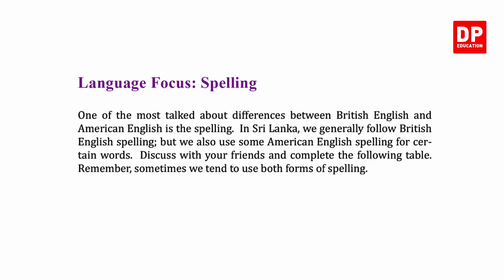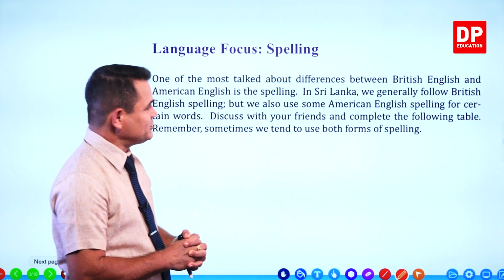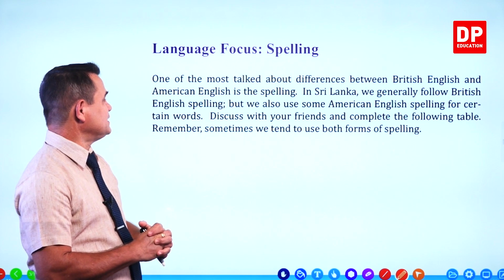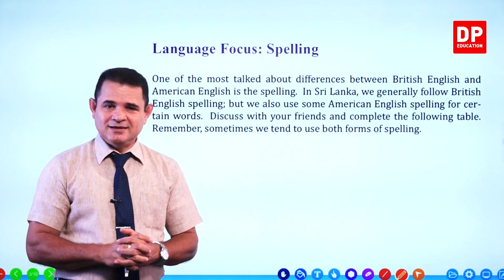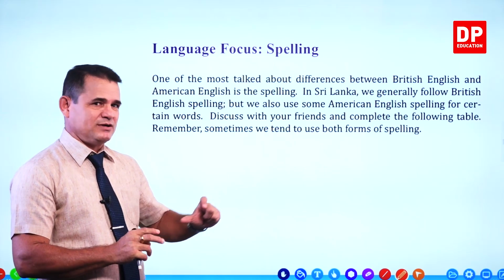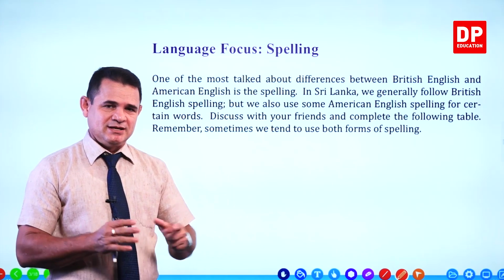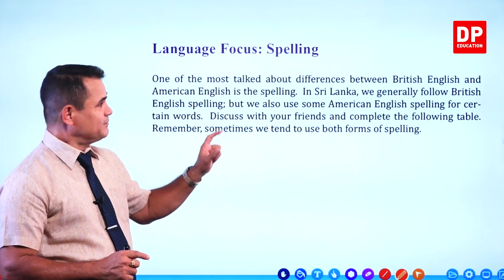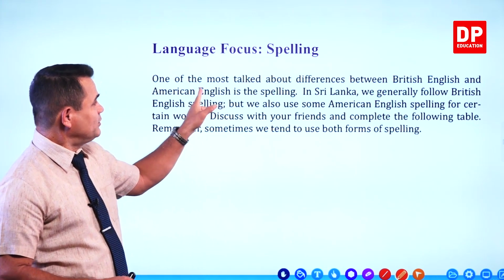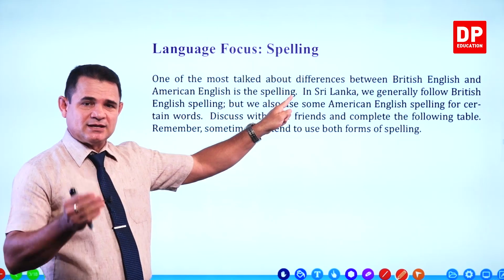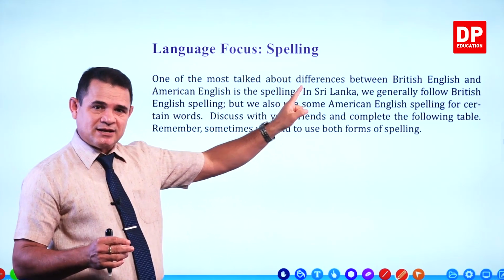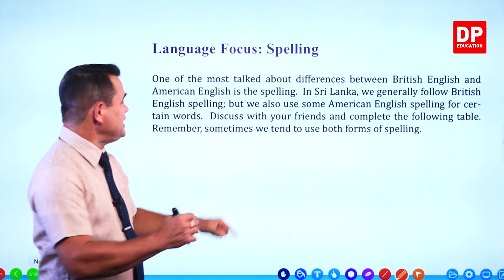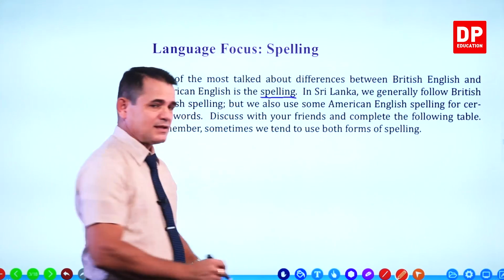And language focus, spelling, that's another one, right? One of the most talked about differences between British English and American English is the spelling. Another thing, right? Now we talked about different words. අපි දැන් විවිධ වචන ගැනනේ කිව්වේ. එකම දෙයට කියන විවිධ වචන. Another most important one, right? Most talked about, වැඩිපුරම කතා වෙන්නේ මොකක් ගැනද? British English and American English වල spelling.